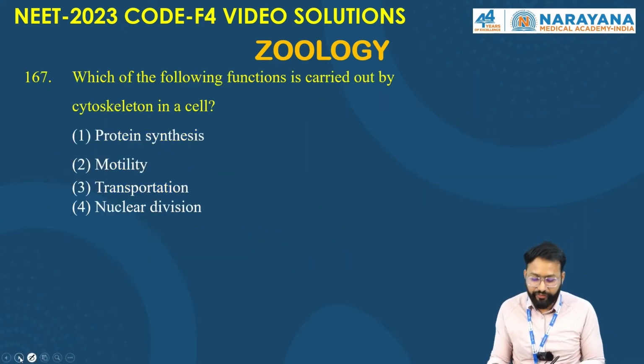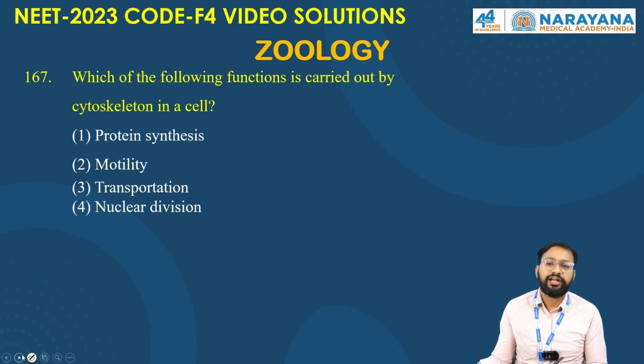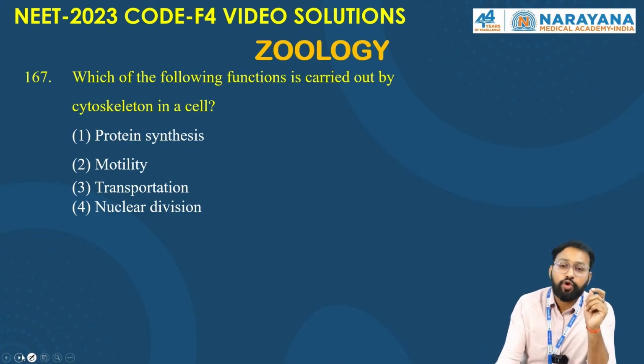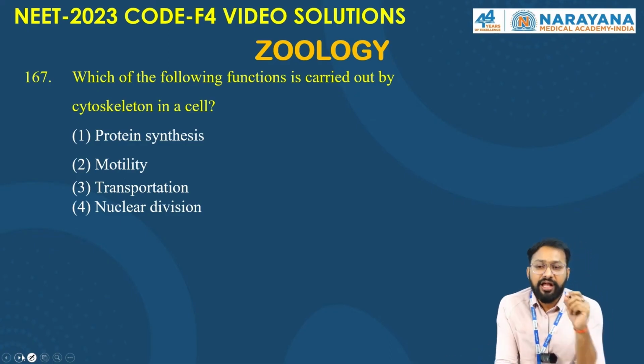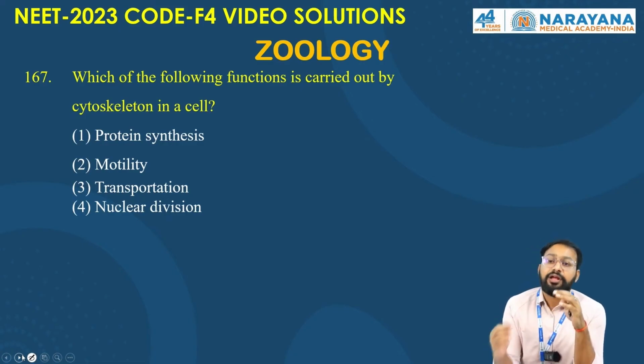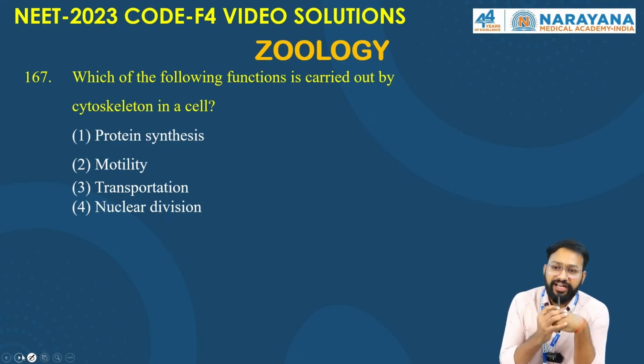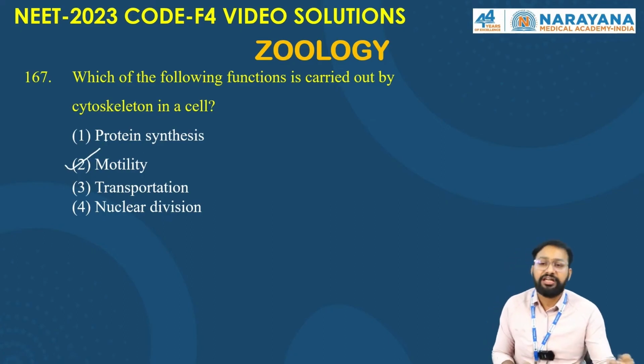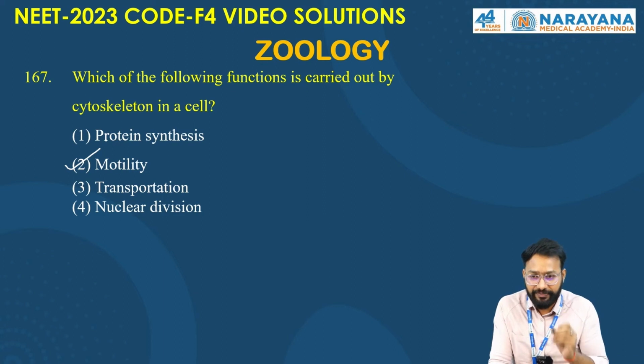Moving to the next question, question number 167. Which of the following functions are carried out by the cytoskeleton in a cell? We have seen in locomotion and movement, the amoeboid movement, cytoskeletal elements and the microfilaments present within the cell. Streaming of cytosol helps in motility. So motility is a function of the cytoskeleton element present in a cell.